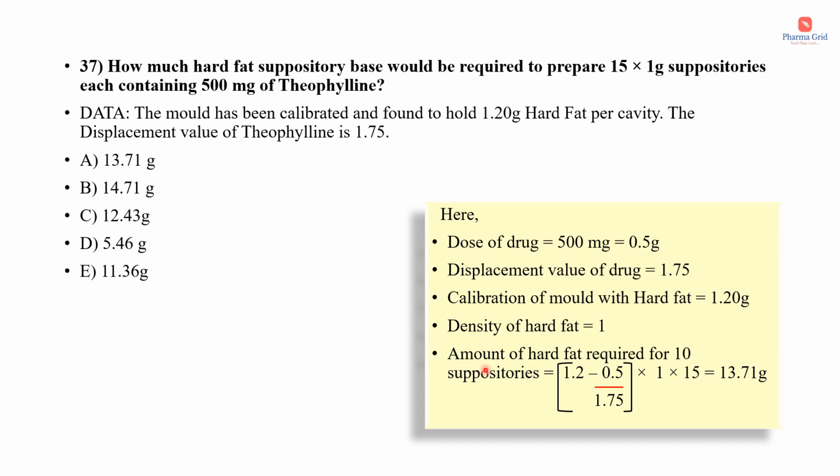Now the amount of hard fat required for the suppositories, you can substitute all these values in the equation. You will get the answer as 13.71 gram. So here the correct answer is option A, that is 13.71 gram is the amount of hard fat suppository base required to prepare 15 into 1 gram suppositories.